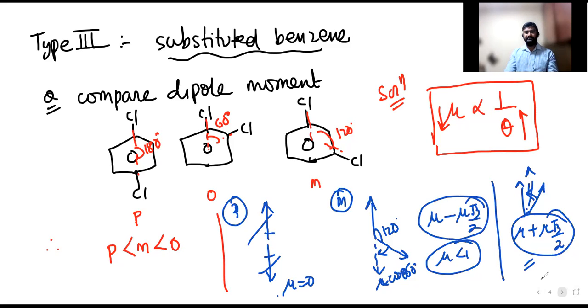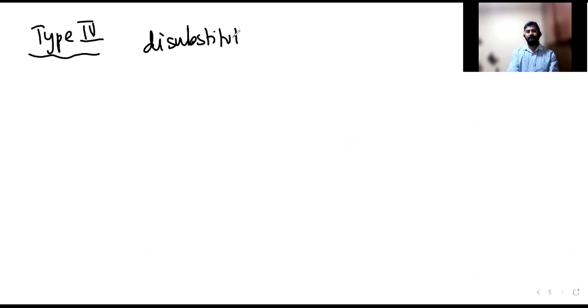This is type 3. Take screenshot. Let's go to the next part. Type 4 could be, type 4 questions, could be about disubstituted molecules with sp3 hybridization. Like for example, suppose there's a question like this, another variety.